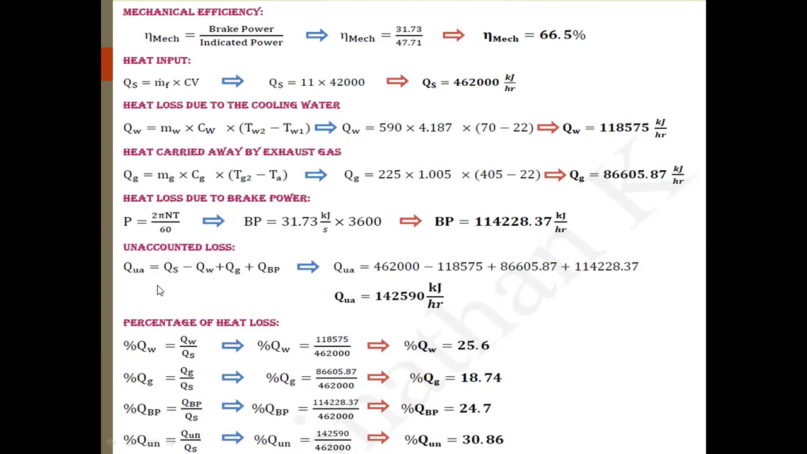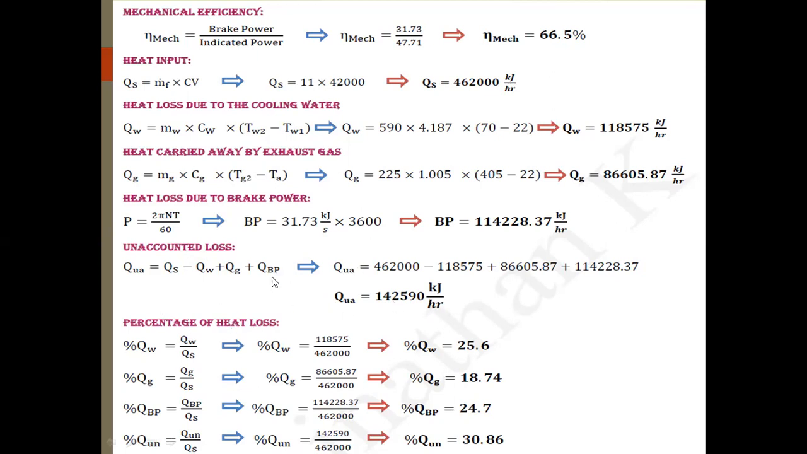After that, we can find the unaccounted heat losses. Already you know that unaccounted loss is equal to the heat input minus the heat carried by the cooling water, the exhaust gas, and the brake power. The heat supplied is 46,462,000 minus 118,575 plus 86,605.87 plus 114,228.37. So finally we get the unaccounted heat as 142,590 kilojoules per hour.